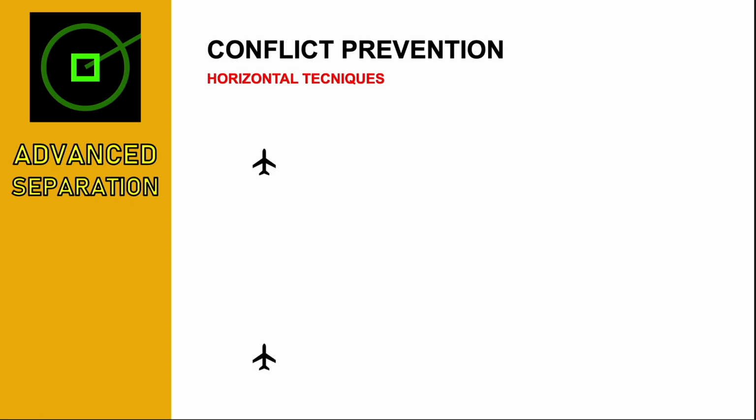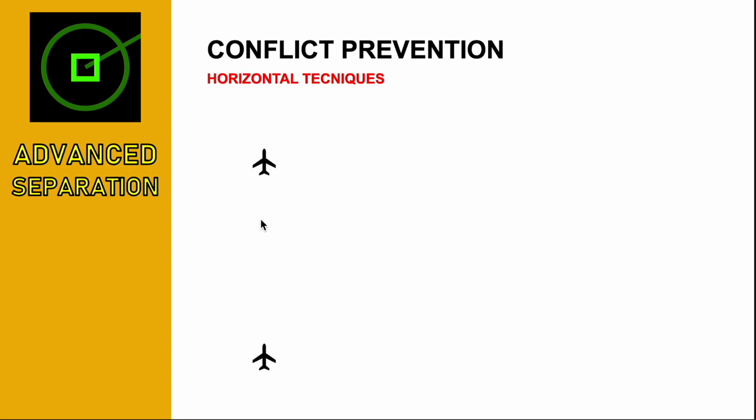So now the two most important sides: advanced separation and advanced sequencing. While in separation, we focus on conflict prevention and dealing with conflicts. Let's talk about conflict prevention in this case. How do you prevent conflict? There are horizontal techniques and there are vertical techniques. Let's talk first about the horizontal techniques.